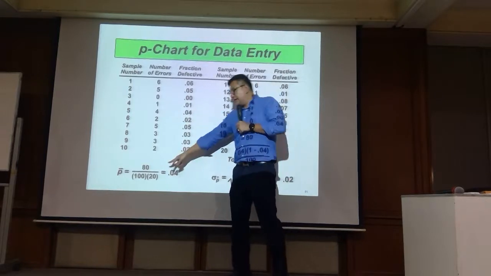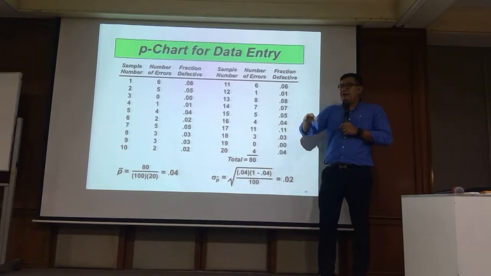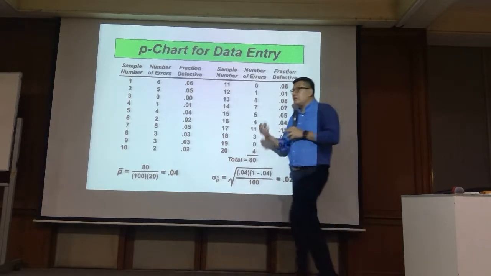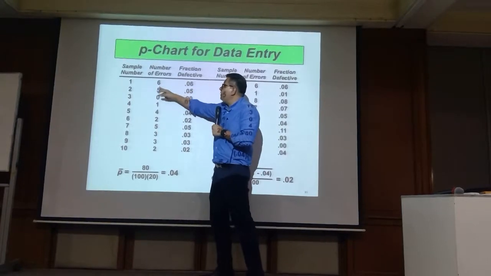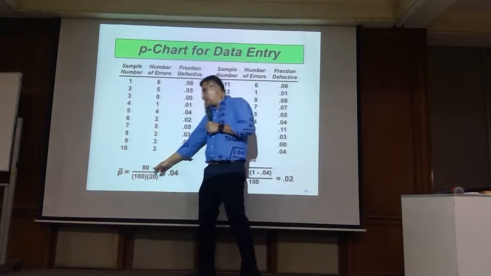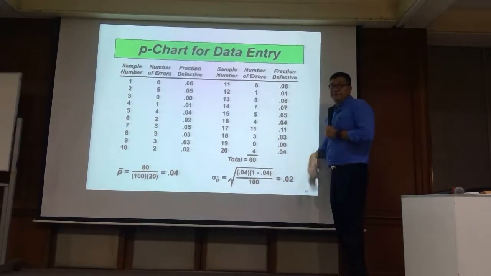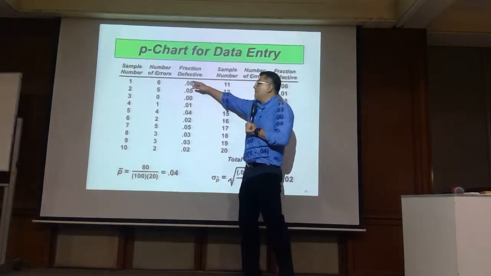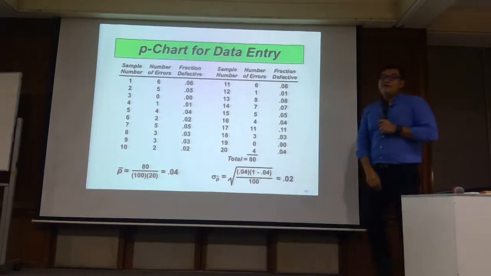Or you can calculate based on this one. Every time you sample, you take 100 units. You sample for 20 hours, so the total number sampled is 20 multiplied with 100. And you count the number of errors. You have a total error of 80. So you use 80 divided by the total number sampled, and you have P bar equal to 0.04. It's the same. For me, normally we prefer another way. I prefer the way where we sum all these together, divide by the number, and find the average.